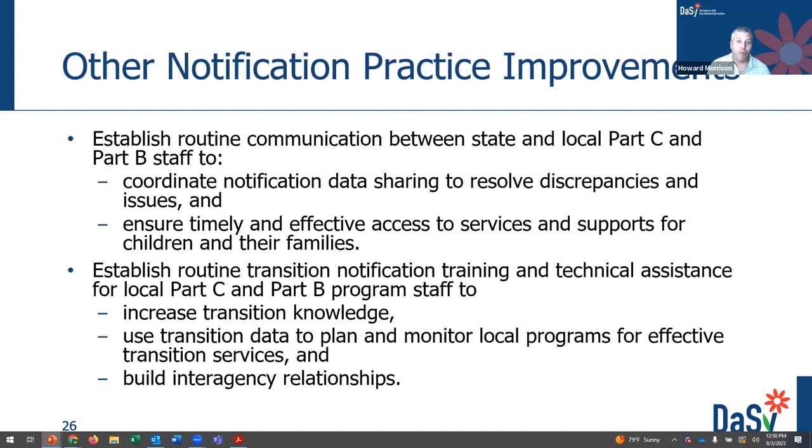There are a few other ways states and territories can improve their notification practice. One area is to establish routine communication between state and local Part C and Part B program staff. This will allow them to coordinate notification data sharing to resolve discrepancies and issues, and ensure timely and effective access to services and supports for children and their families. It also allows them to build strong relationships to establish consistent communication, which is really essential.